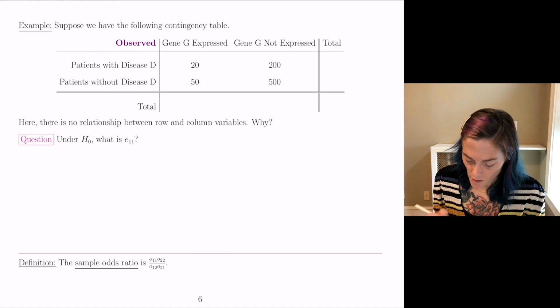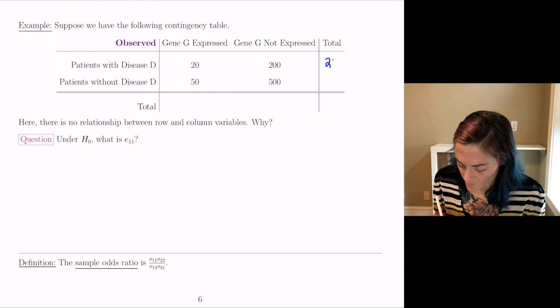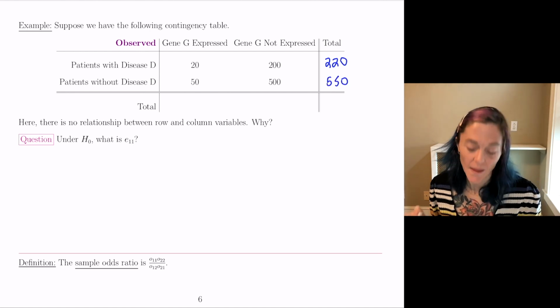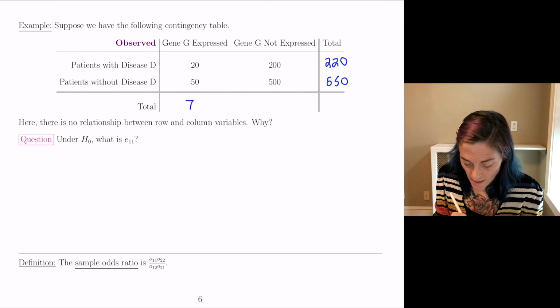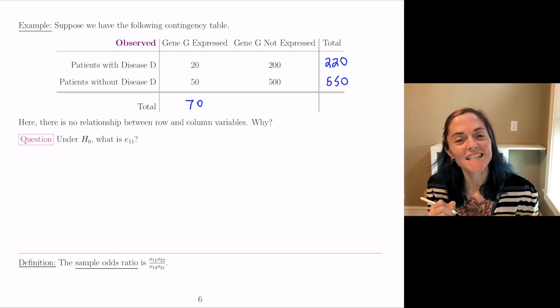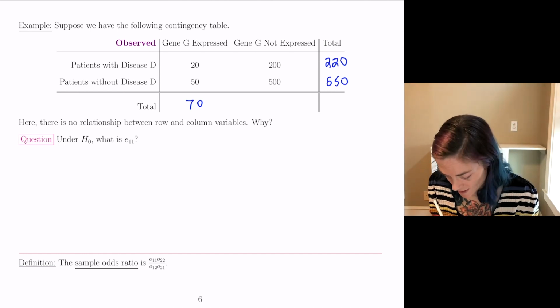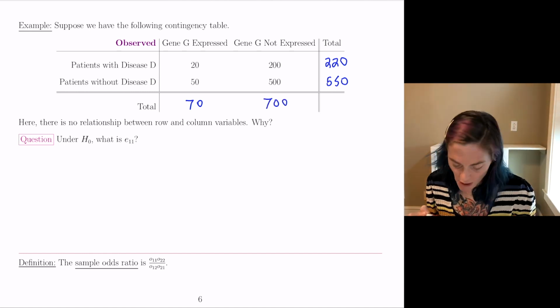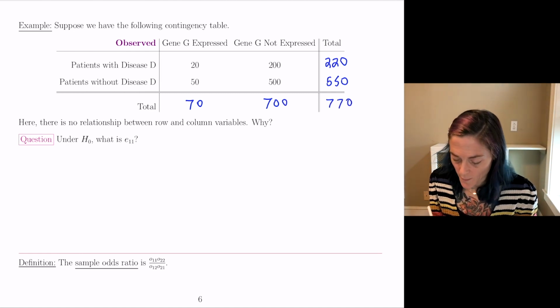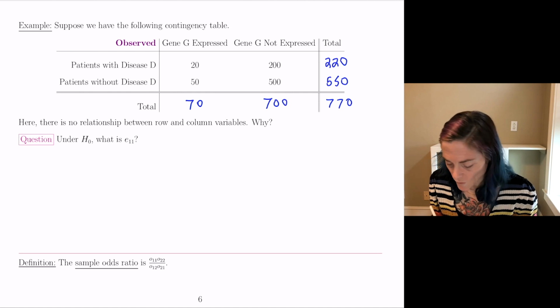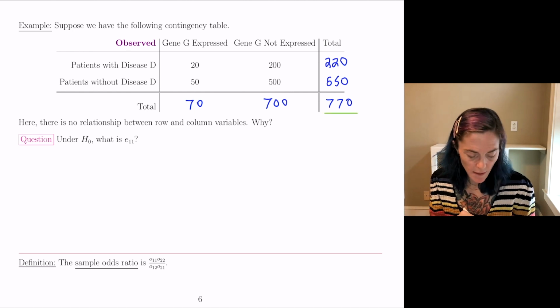Well, let's put the totals here. We have 220. We have 550, adding over the rows, and then adding over the columns. 70 in total have gene G expressed, and 700 in total have gene G not expressed. Then this total in our random sample is here, 770.